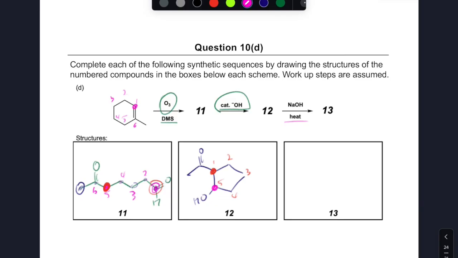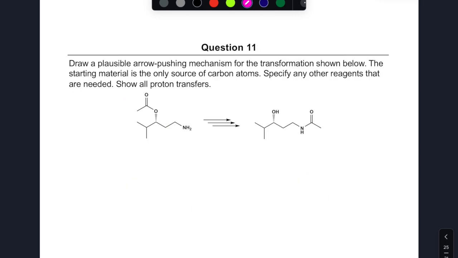Now, under its final conditions, we treat this with base and heat. That's how we're trying to push elimination. So that's where we can drop this in to make our double bond to close that back up to give us this compound.